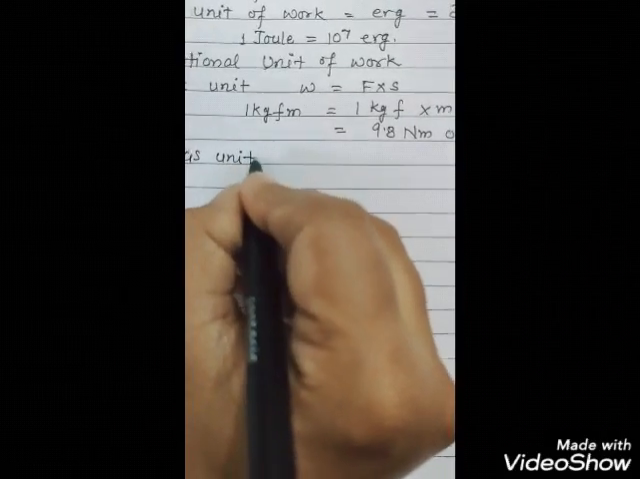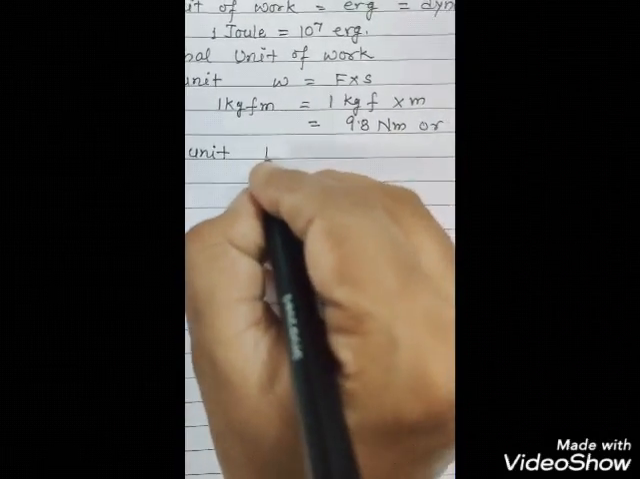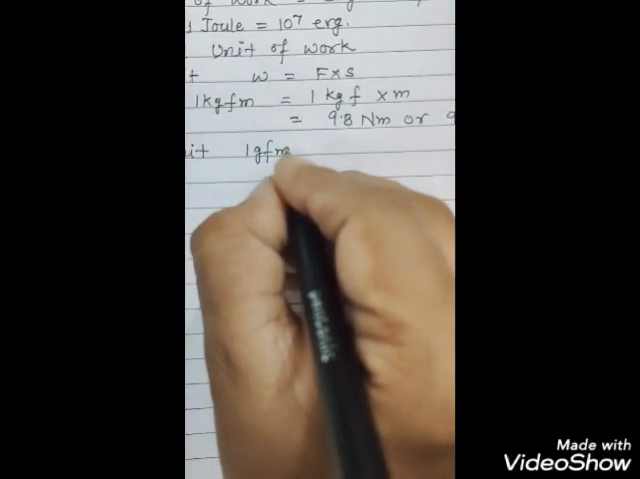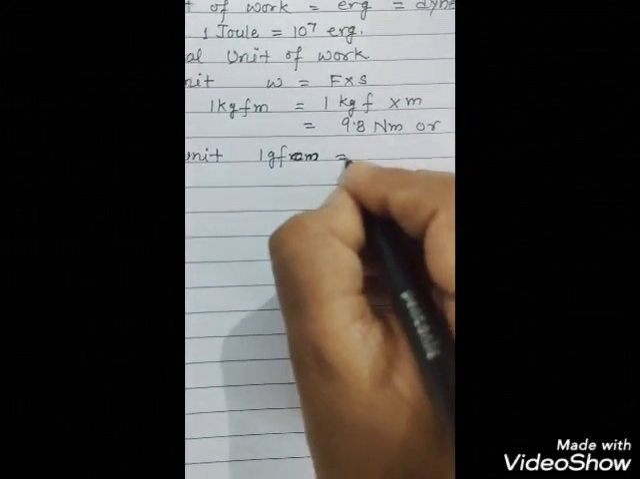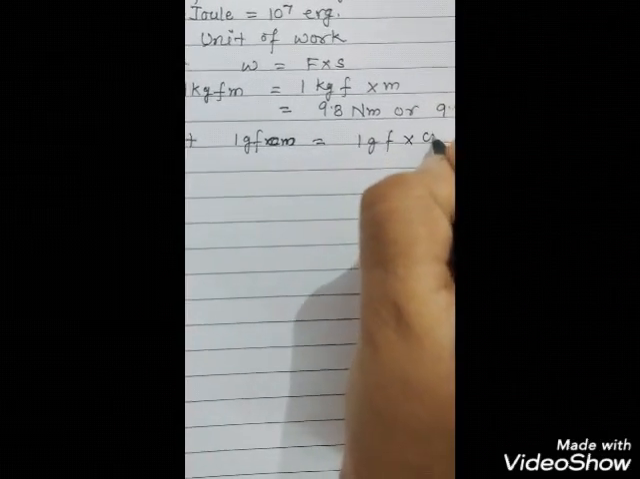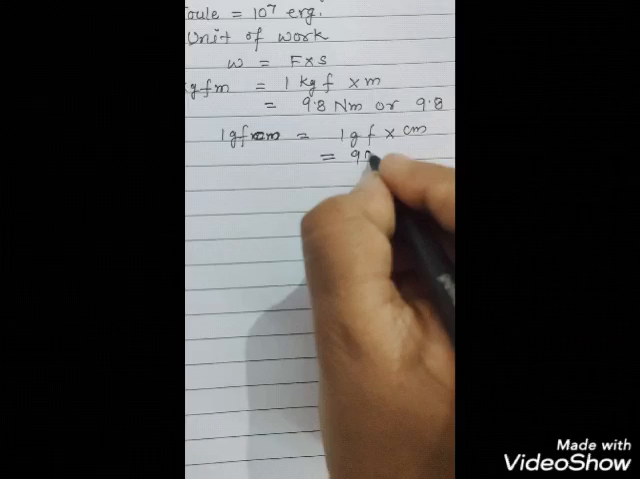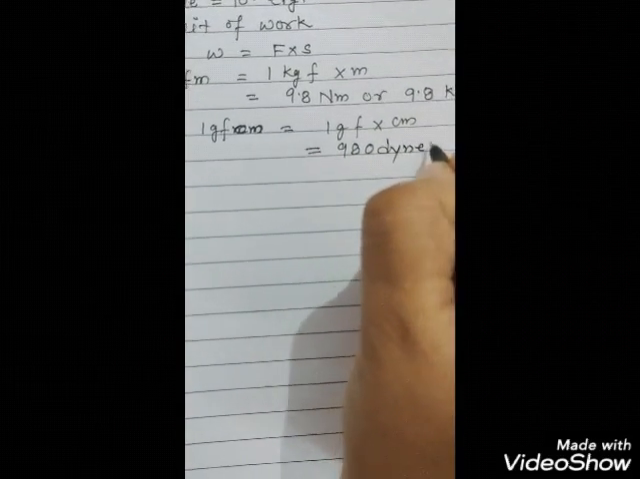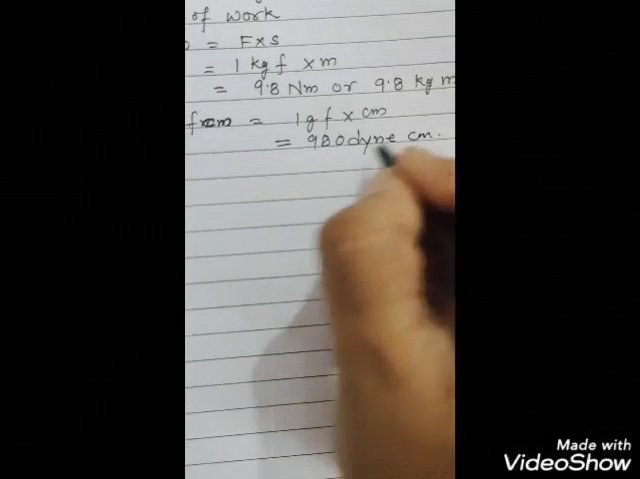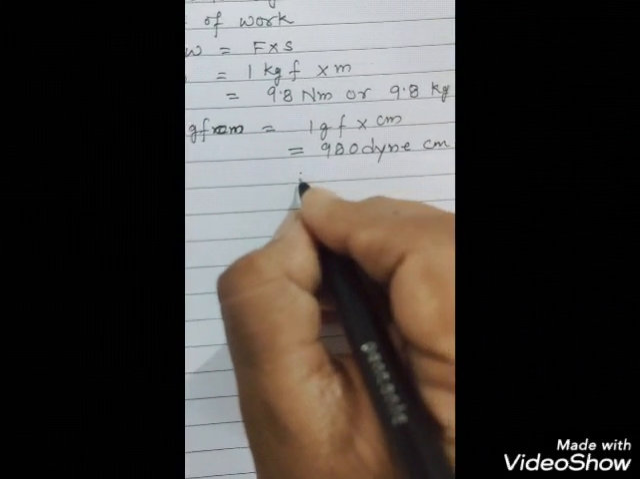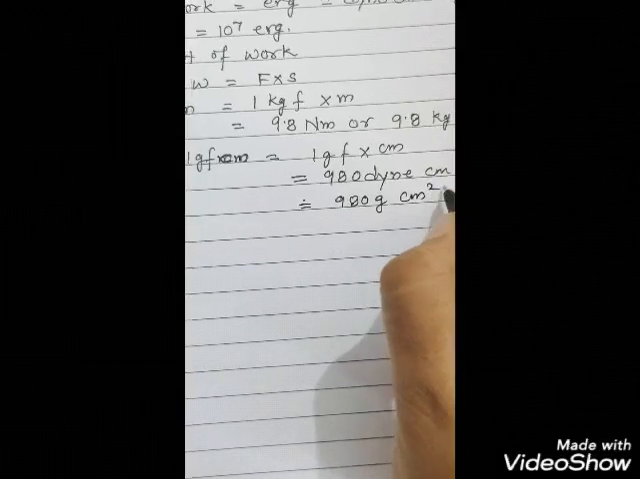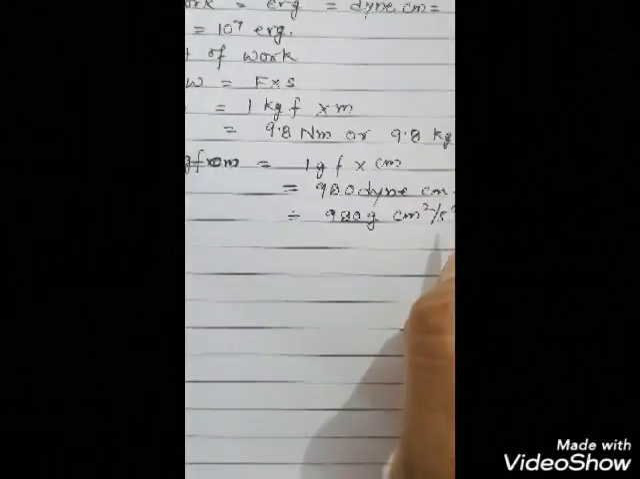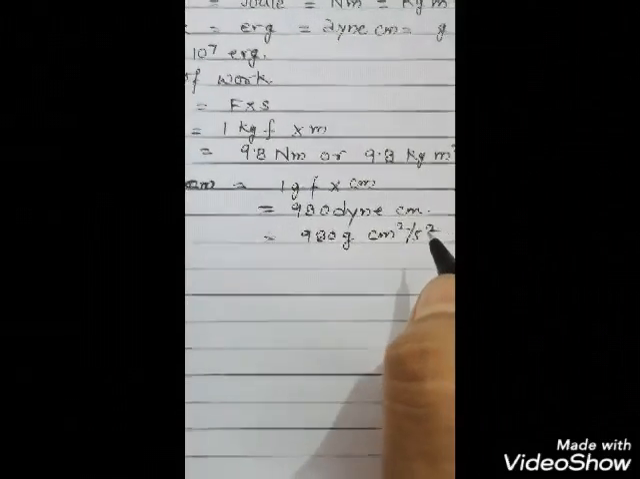Next we will see the CGS gravitational unit of work, that is 1 gf cm, which is equal to 980 dyne centimeter, that is equal to 980 gram centimeter square per second square. So these are the units of work.